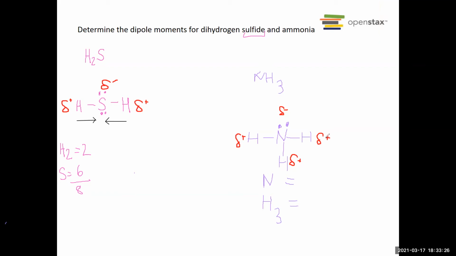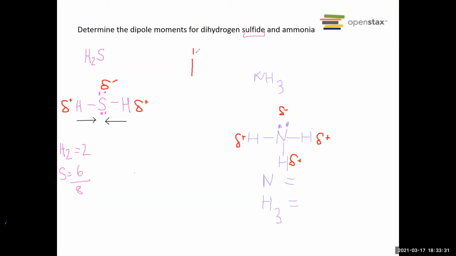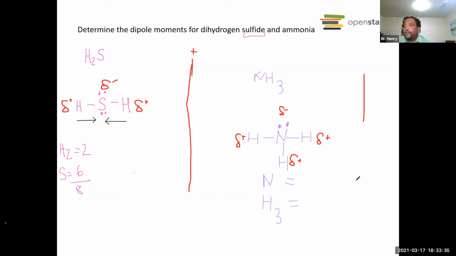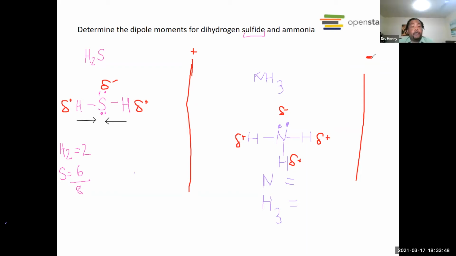Let's say we had a positive plate here, and a negative plate over here. What's going to happen in this case? Would they be attracted to the more positive side because they're partial negatives? So who would be attracted to the positive, because you have both partial positives and partial negatives? So what's going to happen?